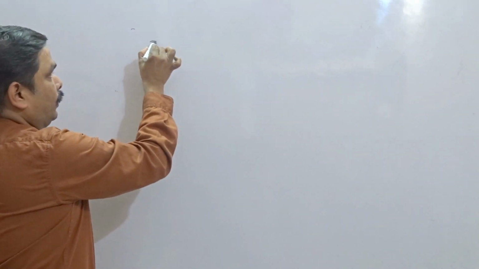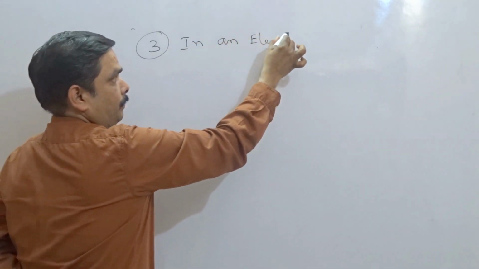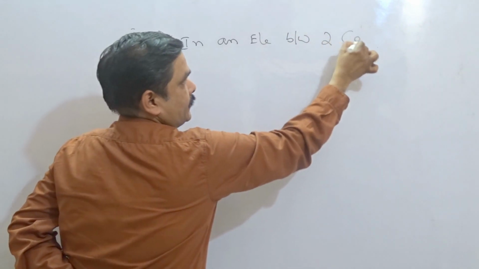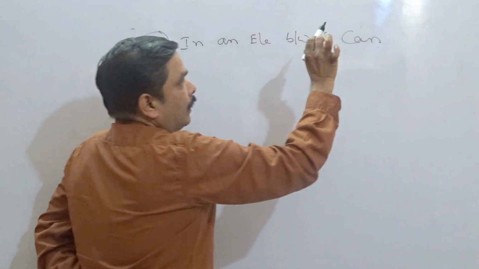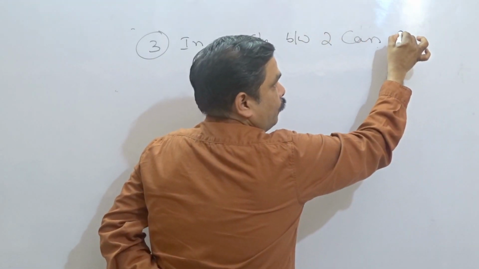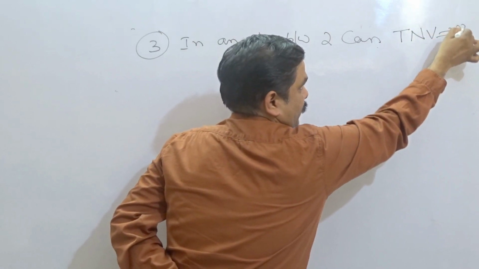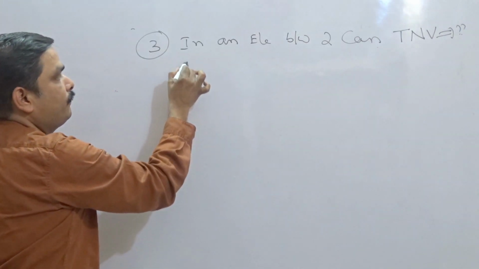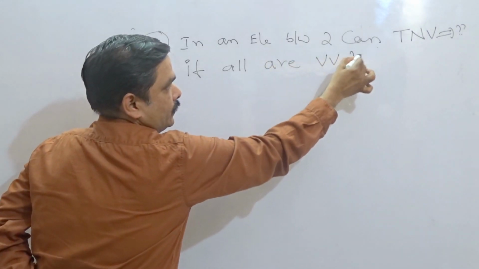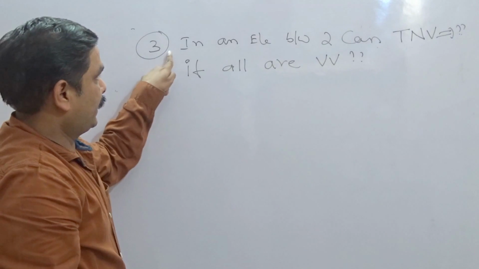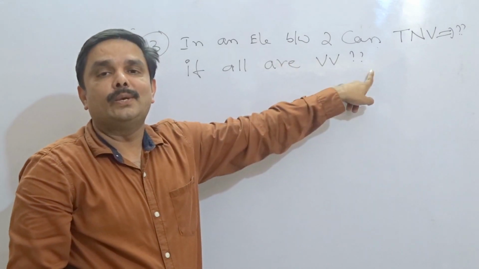The third one in this row. In an election between two candidates, what is the total number of votes polled if all are valid votes? This is the question. Alright, in an election between two candidates, what's the total number of votes polled if all are valid votes is the question.